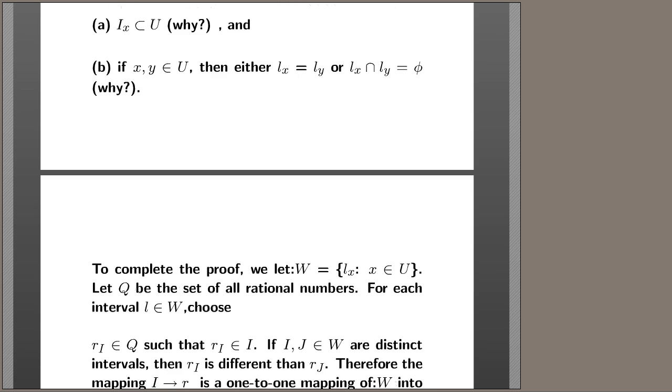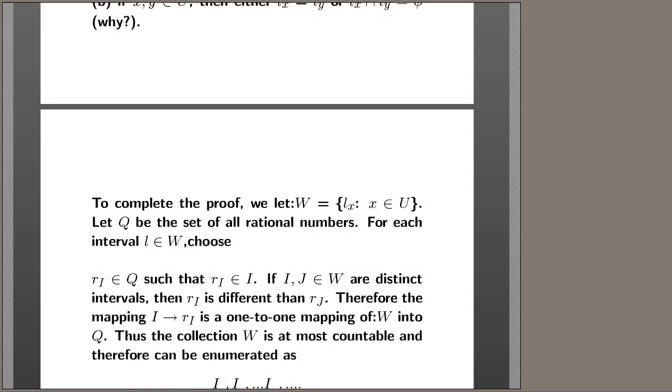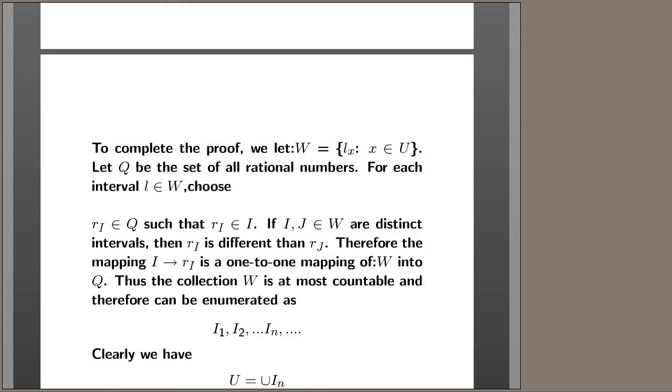Okay, now we continue the proof. So those two properties are there. I of X is a subset of U for every X, and if you have two elements X and Y of U, then either the associated intervals I of X and I of Y are equal or completely disjoint. Now we continue the proof. To complete the proof, let W be the set of all of these intervals which we constructed. And Q, as always, represents the set of rational numbers.